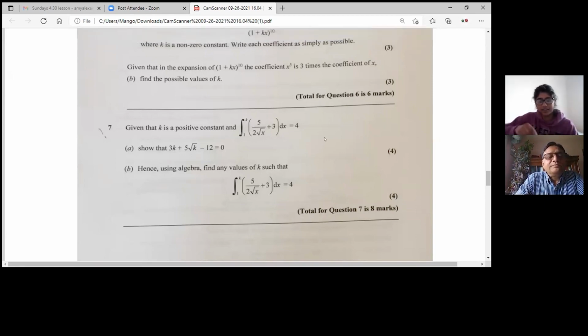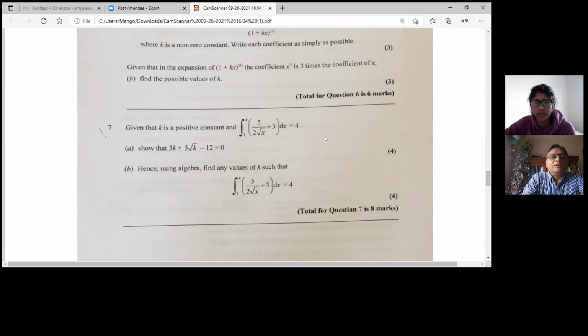So given that k is a positive constant and the integral between k and 1 of 5 over 2 root x plus 3 equals 4. Is that integral? No, it's not, it's differentiation. Sorry, definitely. Equals 4. So part A, show that 3k plus 5 root k minus 12 is 0. So just find the integral for this.